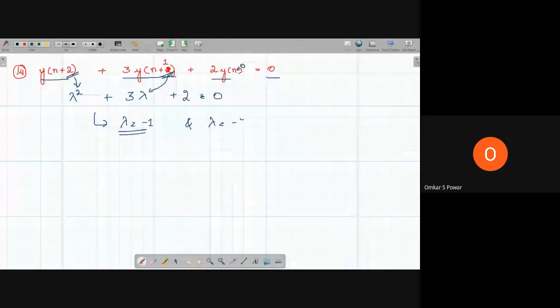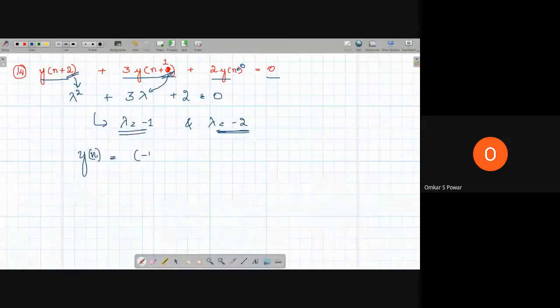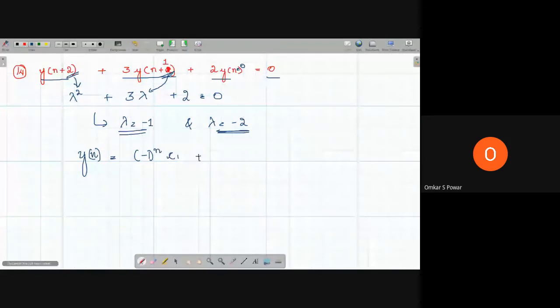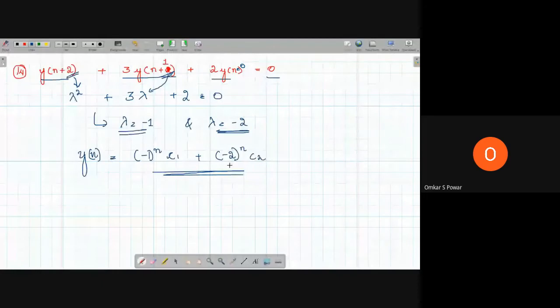In the previous case, for continuous time, I told you C1 e power lambda 1 t plus C2 e power lambda 2 t. But here it is different. Since it is discrete, our natural response of the system will be lambda 1 to the power of n into C1 plus lambda 2 to the power of n into C2. That is the difference you have to observe here. I only made you solve this problem in discrete time so that you see this change.